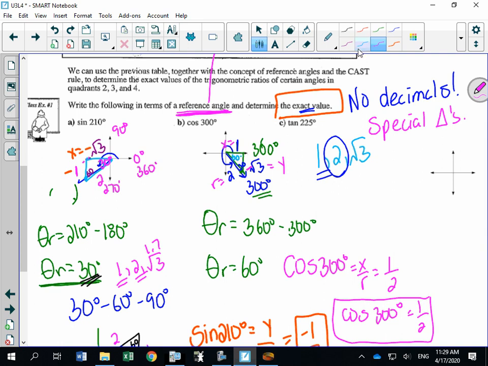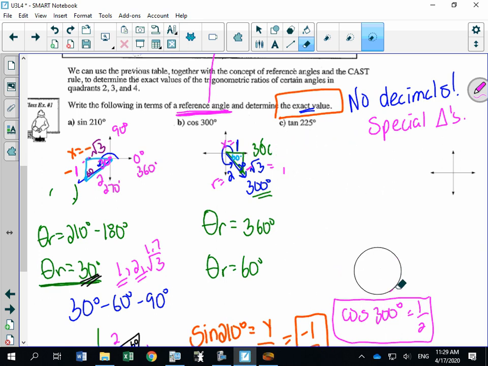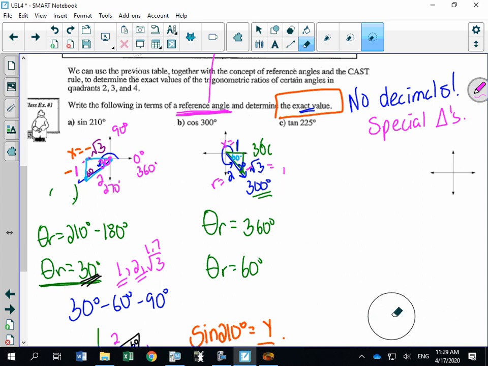Let's do class example 3, and I'm hoping that by class example 3, it's going to click. When we do exact values, your reference angle will always be 30, 45, or 60. Those will be your only reference angles because those are your only special triangles. So I'm just going to erase all this, and let's draw a rotational angle of 225 degrees. That's always the first thing you do. That's 180, this is 270. So 225 degrees would be in quadrant 3.